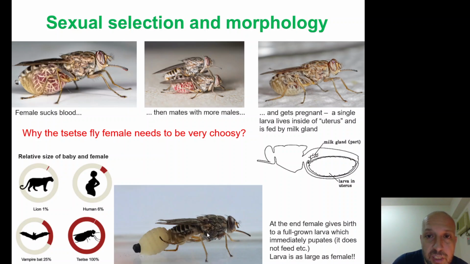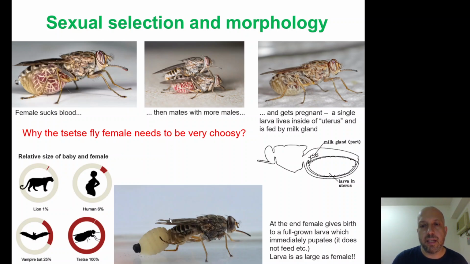The consequence of that naturally is that the larva has to be huge. The larva carried by the female is as large as the female herself. Here we have the comparison of the relative size of the baby before being born, in lion, human, vampire bat, and tsetse fly, right? So in humans, you know that it's already quite crazy that women shortly before giving birth have a super big belly and have problems to walk normally. It's probably not very comfortable and so on. But in human, the baby to be born forms only around 6% of the body volume of the mother. In the tsetse fly, the baby is as heavy as the mother.